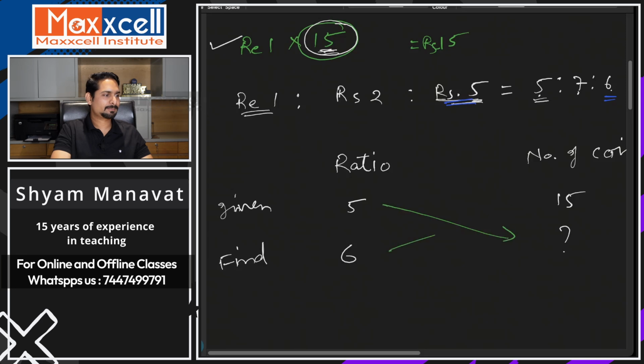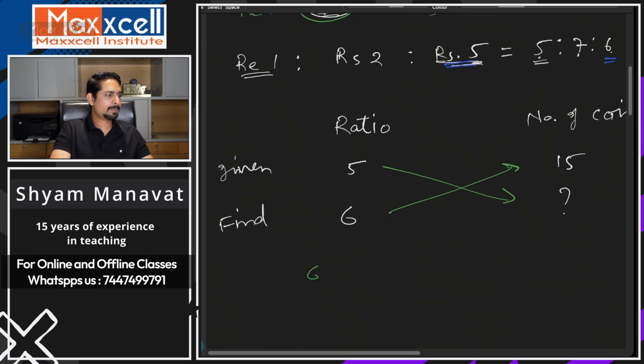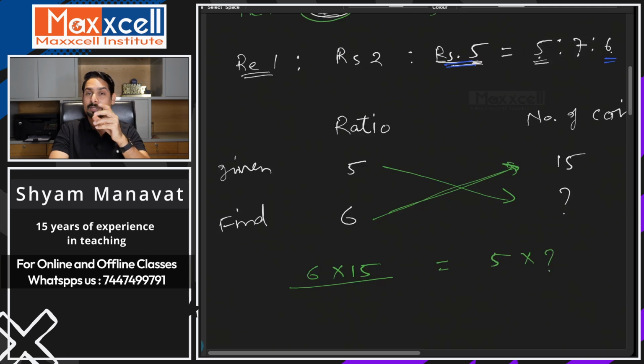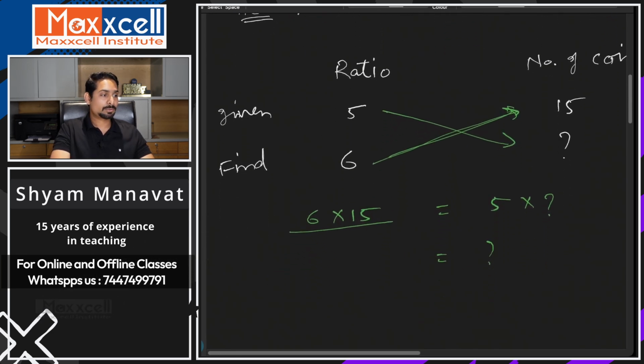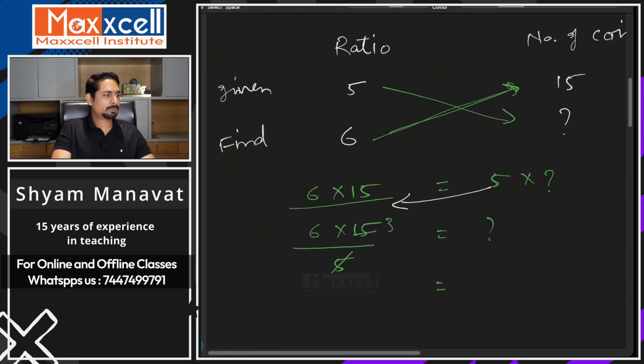Cross multiply. So let's cross multiply. 6 into 15 equal to 5 into this question mark. You could assume this to be x, but as I said, I am not a big fan of assuming variables unless it is very necessary. So to get this question mark, I will take this 5 into the denominator, changing the side. So we got 6 into 15 by 5. This is 3s. That's how this question mark is nothing but 18, right?